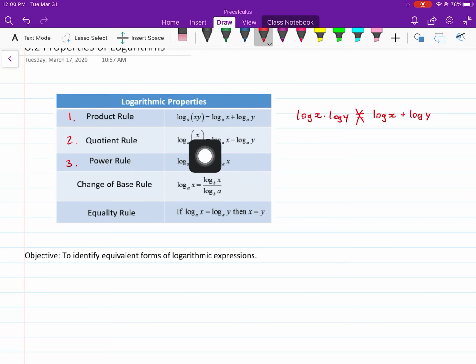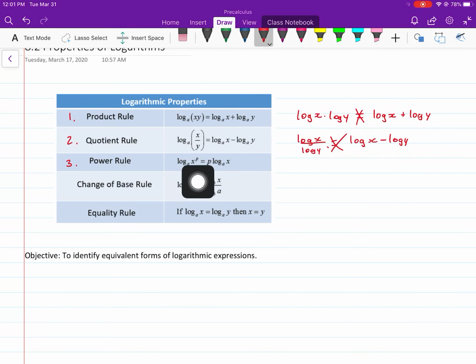Same thing, quotient rule, you can think about that. If you have dividing two different values on the inside, you can separate it with subtraction. And same idea, that does not mean if you have log of x divided by log of y that you could say that's log of x minus log of y. That does not work. It has to strictly be that they're multiplying on the inside or they're dividing on the inside. Can't be logs on the outside dividing or logs on the outside multiplying.